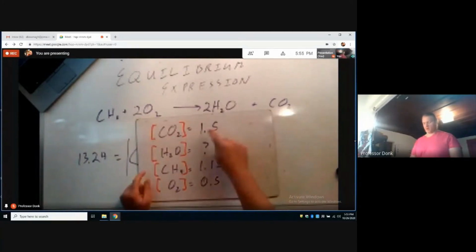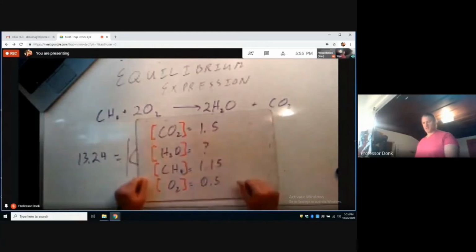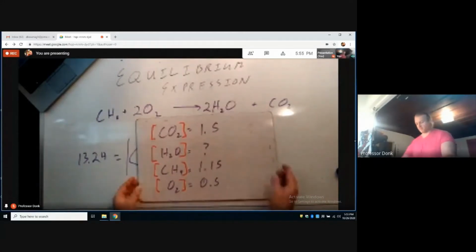Remember that square brackets mean molarity. So these numbers here are not unitless. They have the units of molarity. That's what the square brackets around the chemical formulas are for. This is a substitution or solve for X type problem.